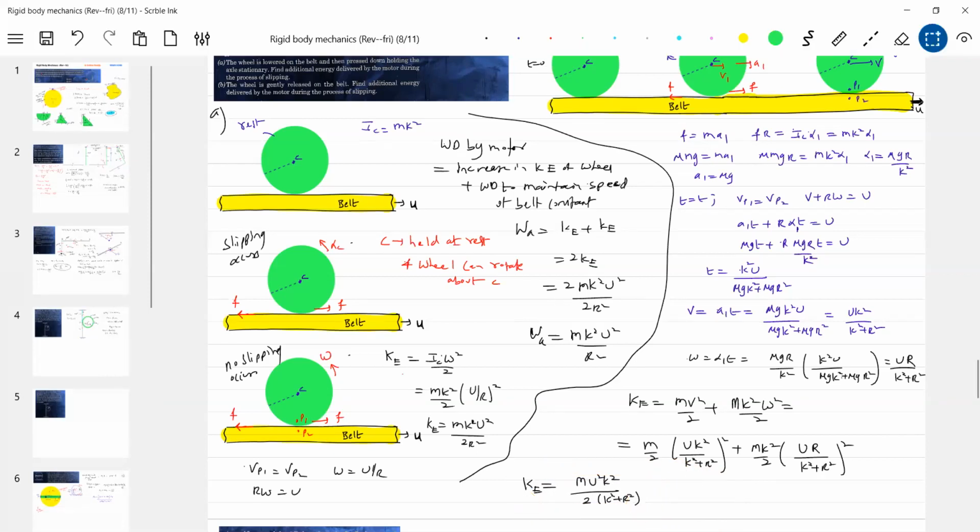So what is this quantity? We should write it as work done by the motor should be equal to 2 times of KE. Okay, this will be your answer, second part.